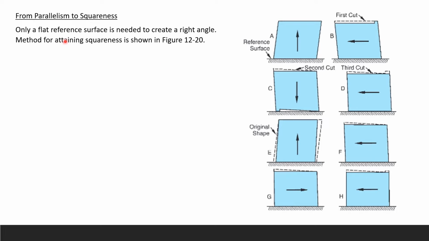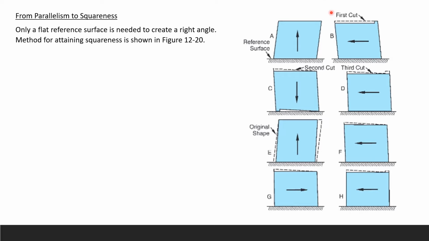Okay, so we can only create a right angle with a flat reference surface. Therefore, we have to have something that is square. Squareness is actually created from parallelism. You can see the method here for attaining squareness from parallelism.